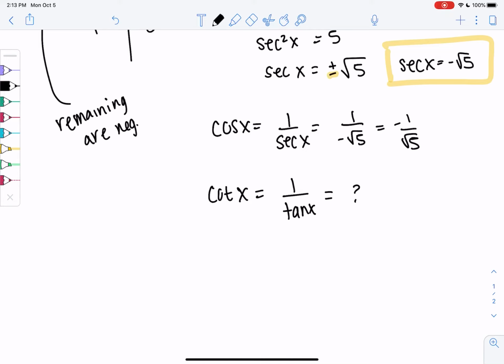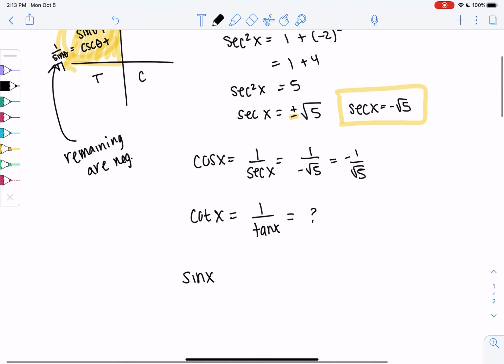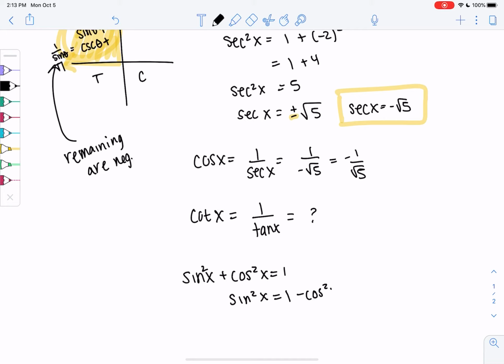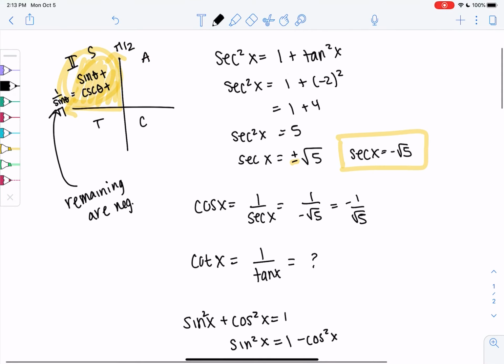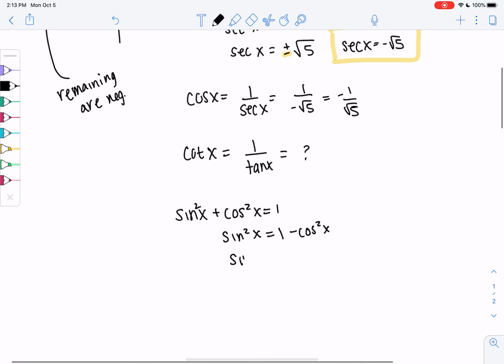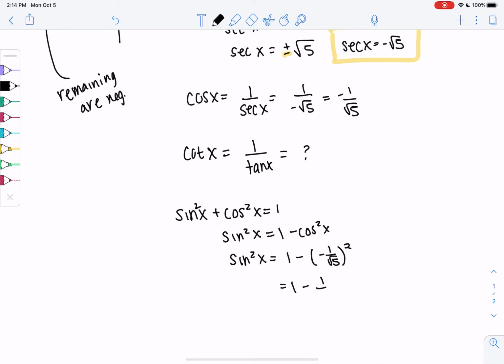Sine and cosecant are going to be a little trickier. Sine, you can use, there's probably multiple identities. I would probably just use sine squared plus cosine squared equals 1. So sine squared is 1 minus cosine squared. And then is sine positive or negative when we take the square root? Sine is positive in this quadrant. So sine squared is 1 minus 1 over root 5 squared. That's coming from cosine. So 1 minus 1/5.